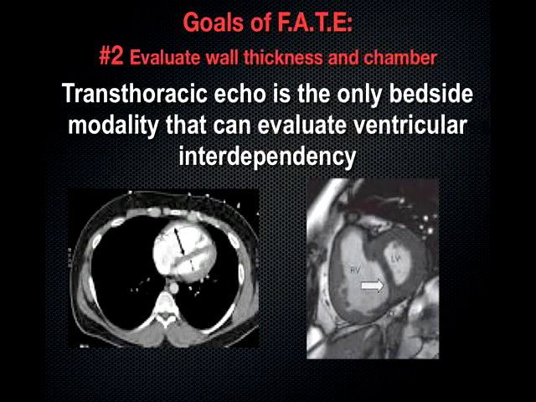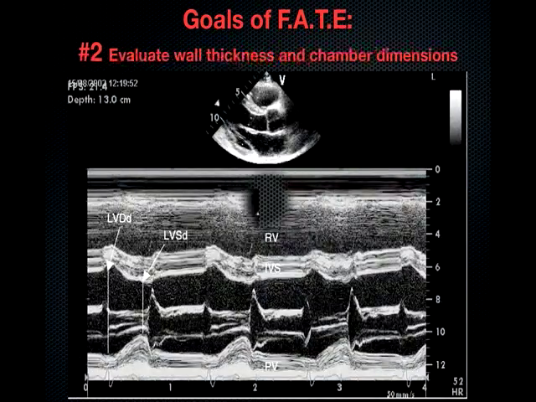Number 2 goal, looking at wall thickness and chamber dimensions, just a reminder that transthoracic echo is really the only bedside modality that can evaluate this and look at ventricular interdependency. You know, we have hints of it on CT scan and MRI, but the only dynamic way we can look at this at the bedside is by ultrasound.